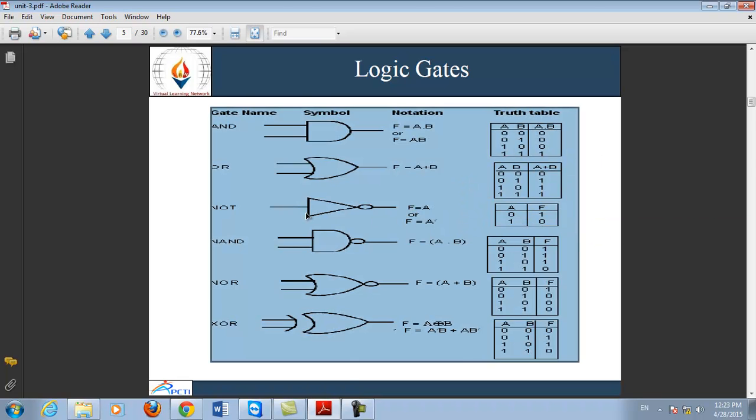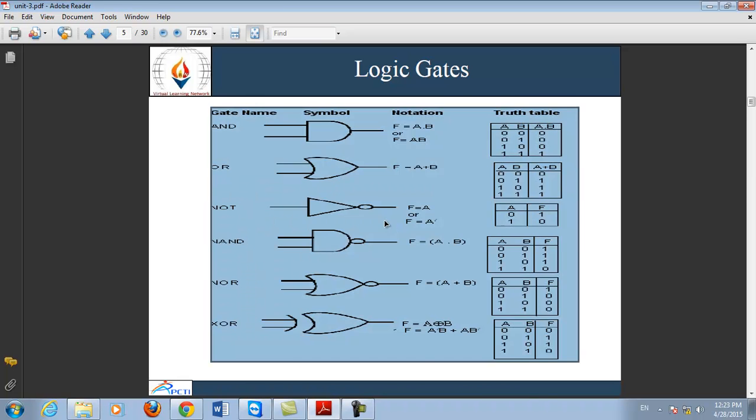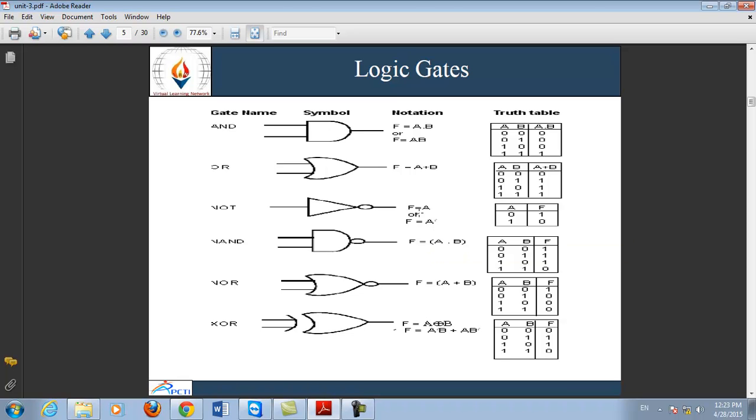Next is NOT gate. The symbol for NOT gate is this, and the notation used for NOT gate is A NOT. This is the symbol of NOT. NOT means it complements the value. It means whenever you enter 0, it gives the output 1. Whenever you enter 1, it gives the output 0. It means it complements or negates, it reverses the output on the basis of the input.